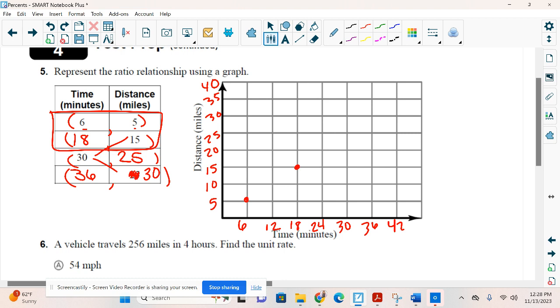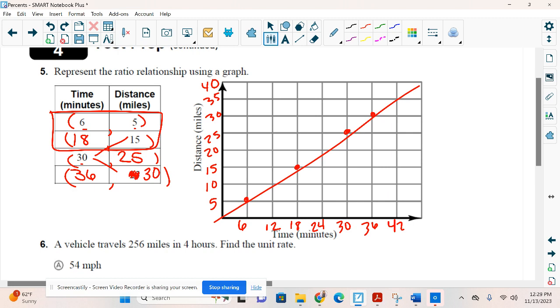Do I have 24 in my table under minutes? Do I have 30 under my minutes? How far do I go in 30 minutes? Up to 25. Do I have 36 in my table under minutes? In 36 minutes, how far can I go? Do you notice how if I were to connect all of these, it'd make a straight line? If it doesn't make a straight line, you've done something wrong. It should always make a straight line when you make a table like that.